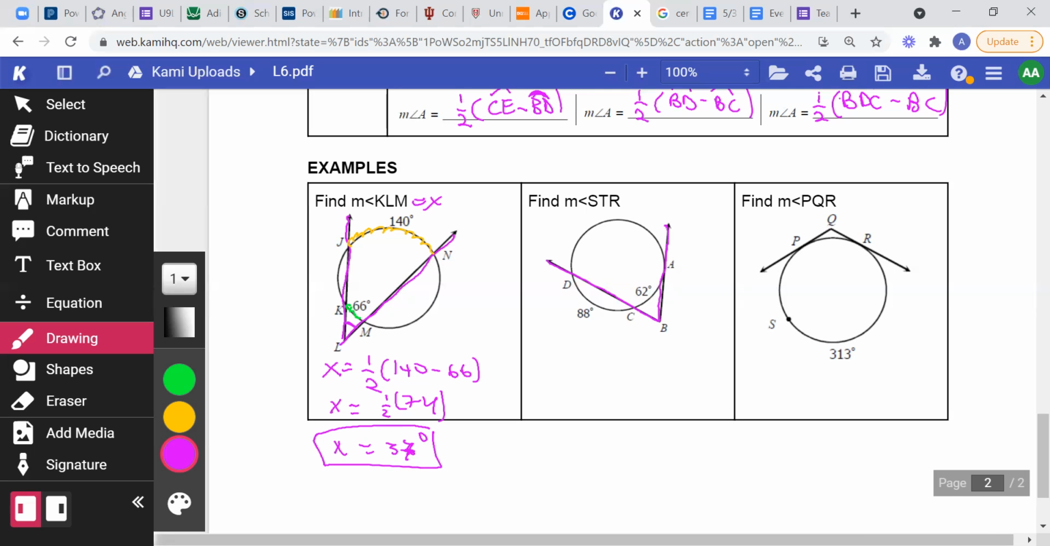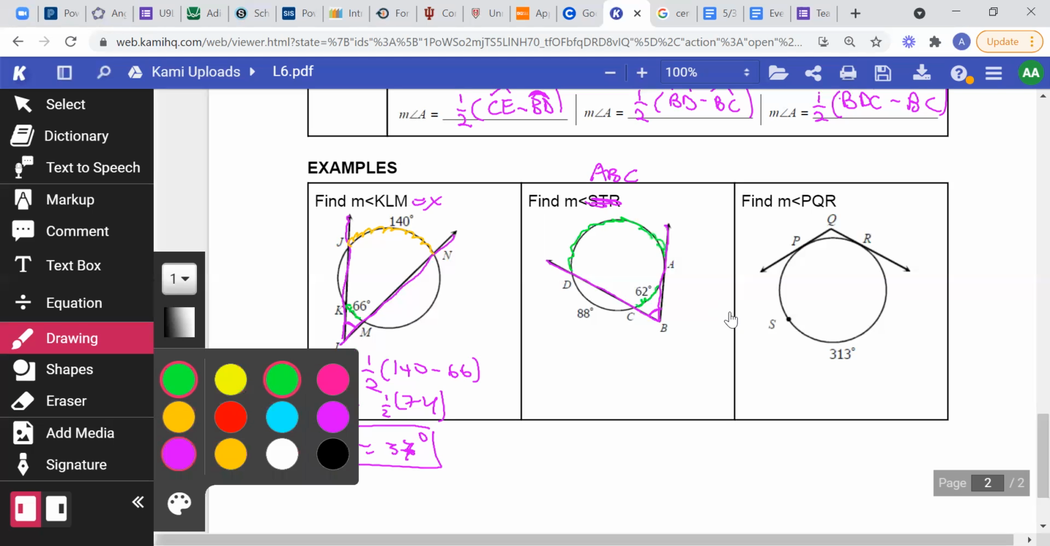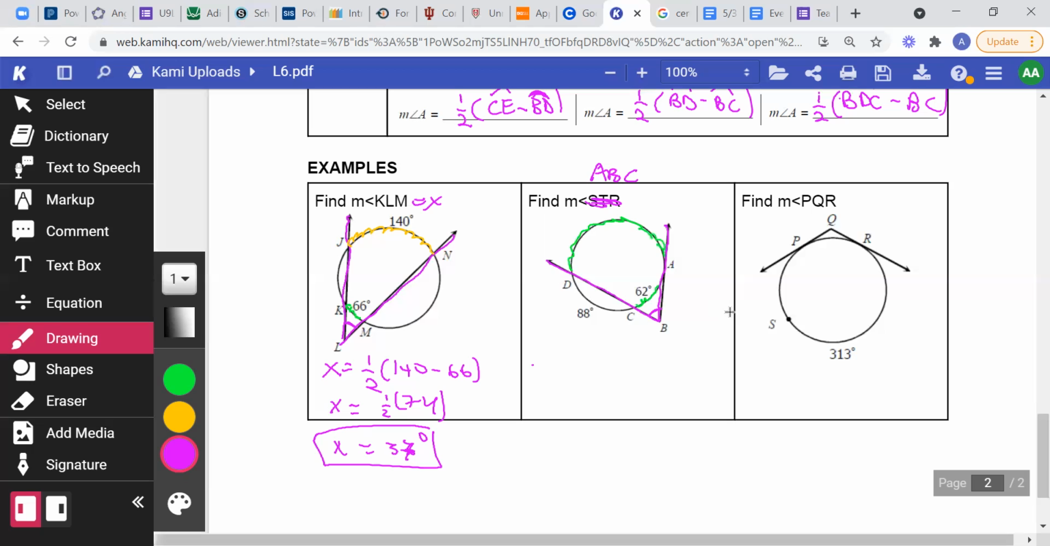No, it's not STR, it's ABC. Angle ABC. I want to find angle ABC, this angle here. Here we have this arc here, the baby arc, and then we have the big arc. So the angle measure, let me call ABC X, name it X.